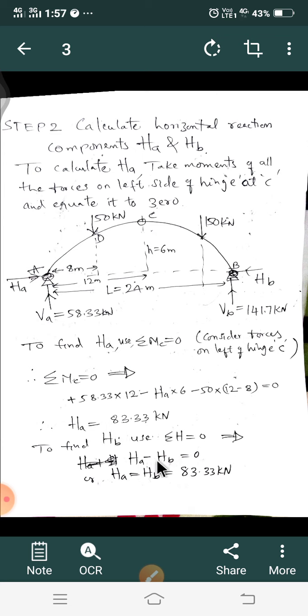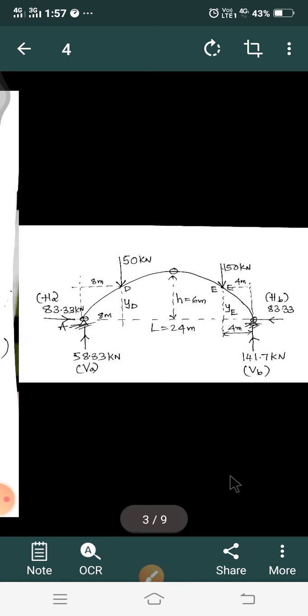Now we use sigma H equal to 0. The algebraic sum of horizontal forces here and here must be equal to 0. There are only two horizontal forces, which must be equal so that sigma H will be equal to 0. That is why sigma H, that is HA minus HB equal to 0, which gives rise to HA equal to HB, which is 83.33.